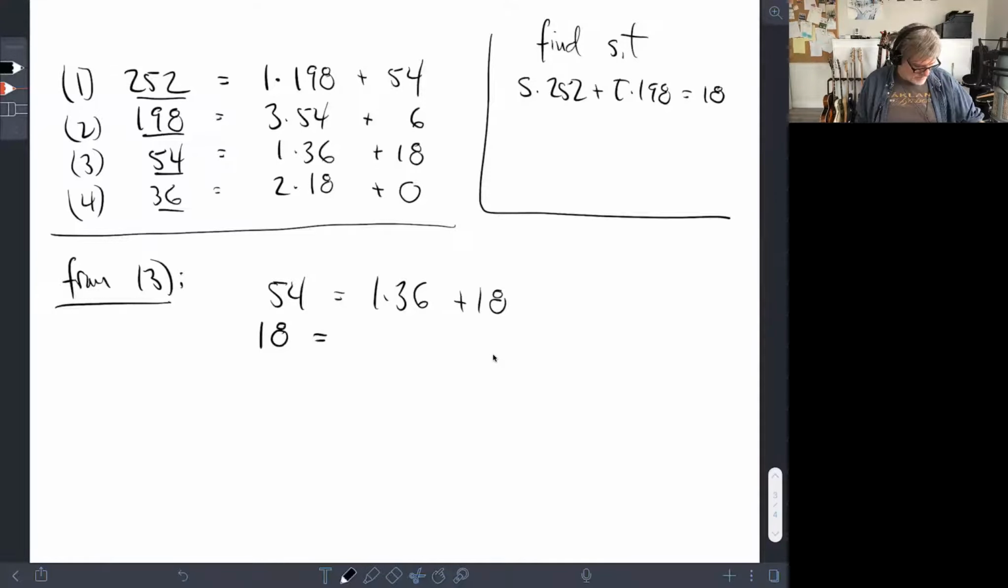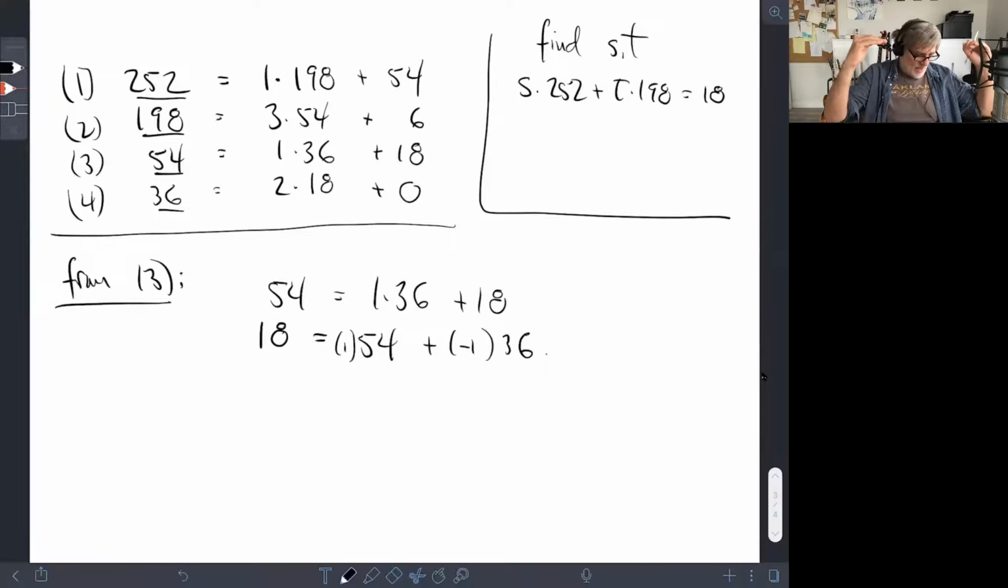18 is 1 times 54 plus minus 1 times 36. I just solved for 18 in my equation, okay? So you see that 18 is 1 times 54 plus minus 1 times 36. But what I want is a combination of 252 and 198. So look at the second equation, go up one, and you see that you can express 36 as a combination of 198 and 54, right, by the second equation.